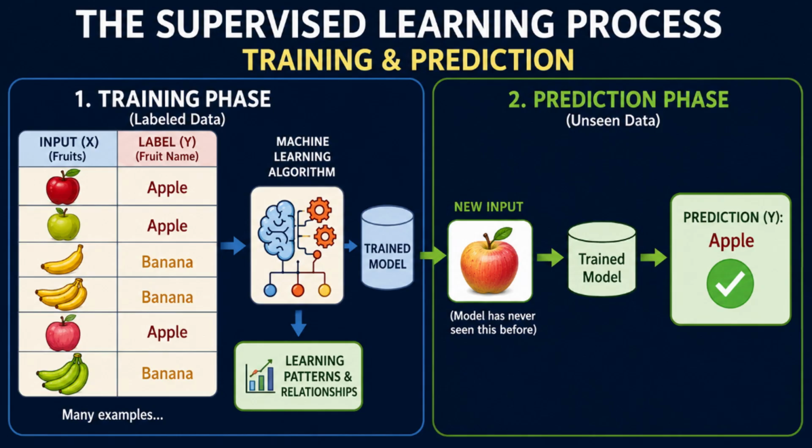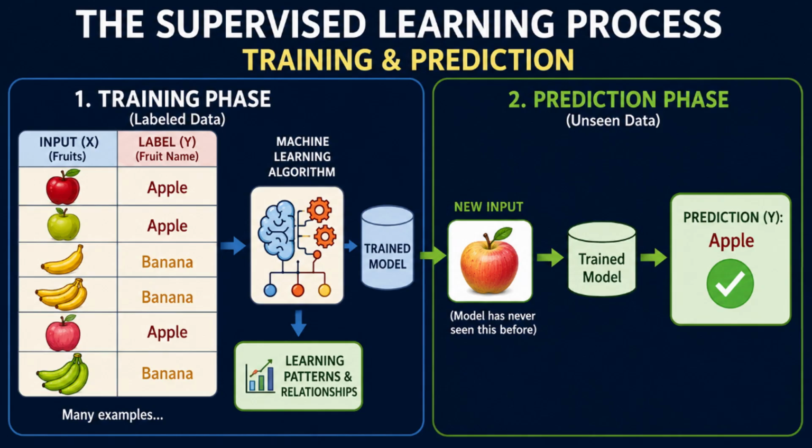In the training phase, we give the model many examples along with the correct answers. Here, the fruits are the inputs and their names are the labels. The algorithm studies these examples and learns the relationship between the fruit and its name. This creates a trained model.